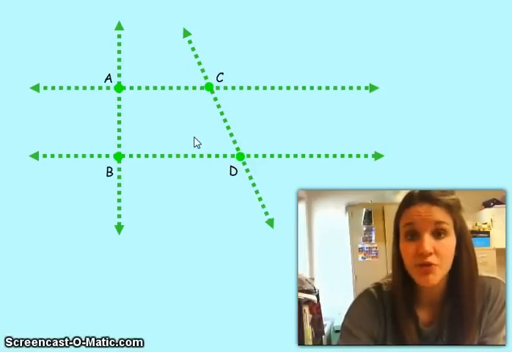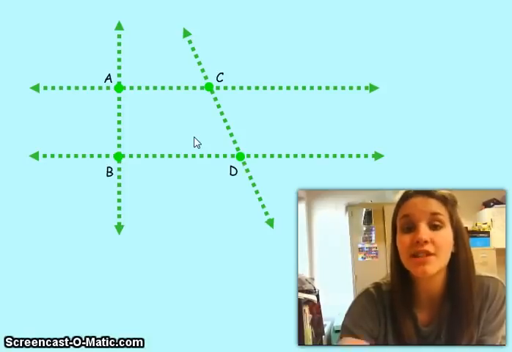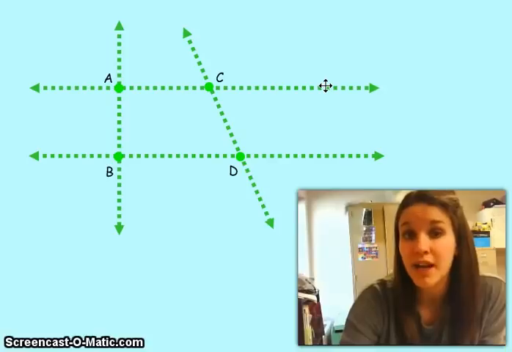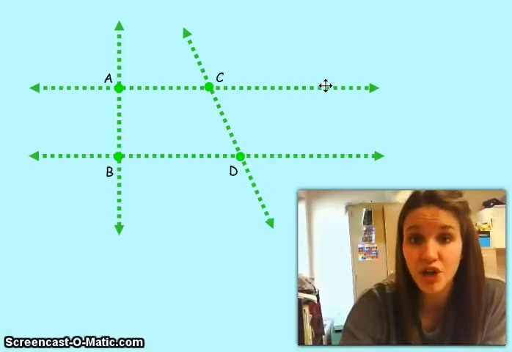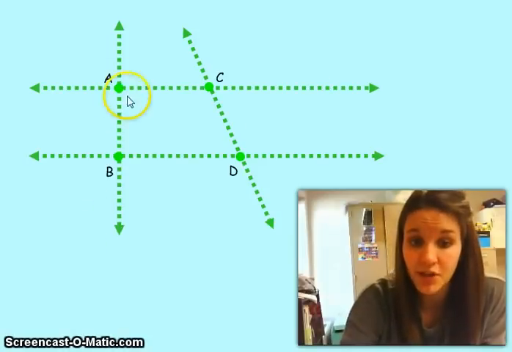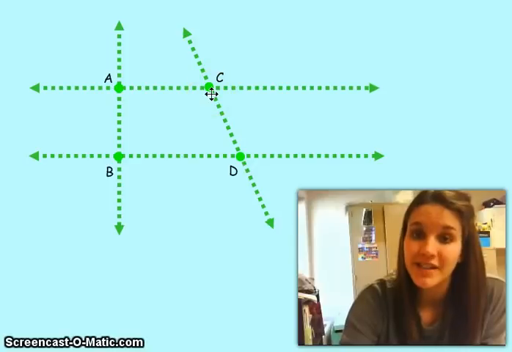Now we're going to look for a few rays and for a few segments. Remember, rays and segments are parts of a line. So if I have a line, I can find a segment or a ray within that line. I'm going to look for a segment first, something with a start and an end point. Well, I see one right here. Here could be a start point for me, A, and an end point for me could be C.